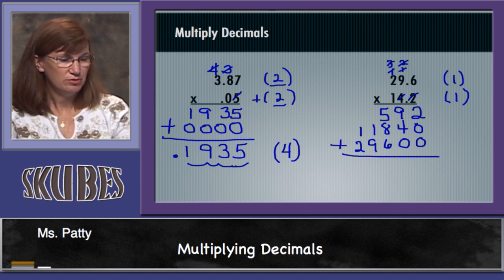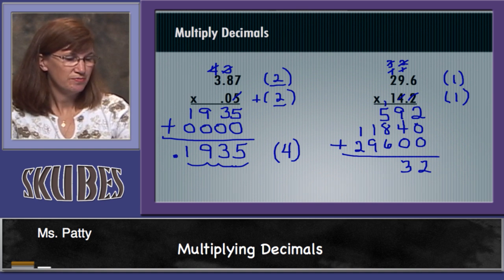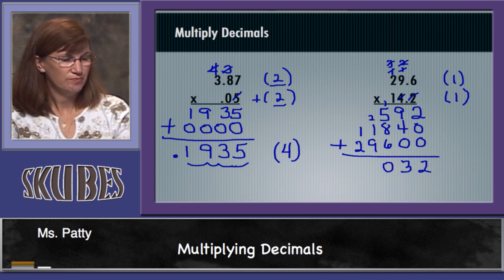2 plus 0 is 2. 9 plus 4 is 13, plus 0, still 13. Carry our 1. 1 plus 5 is 6. 6 plus 8 is 14. 14 plus 6 is 20. 2. 2 plus 1 is 3, plus 9 is 12. 1 plus 1 plus 2 is 4.